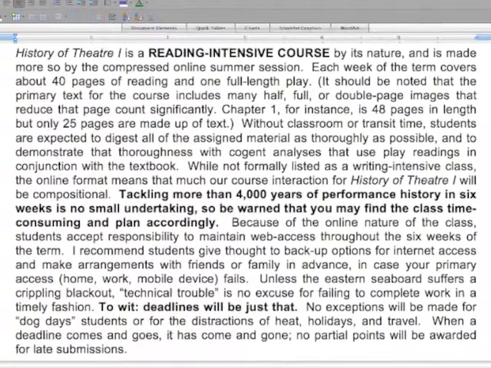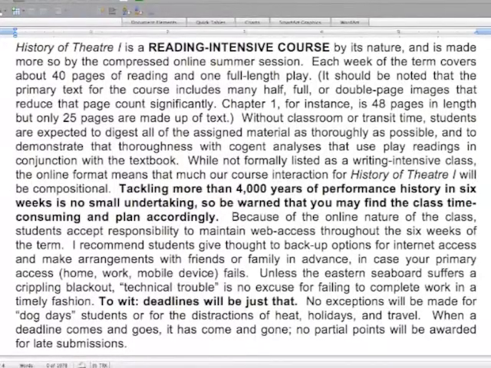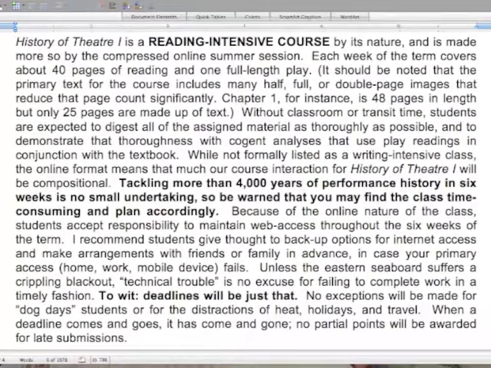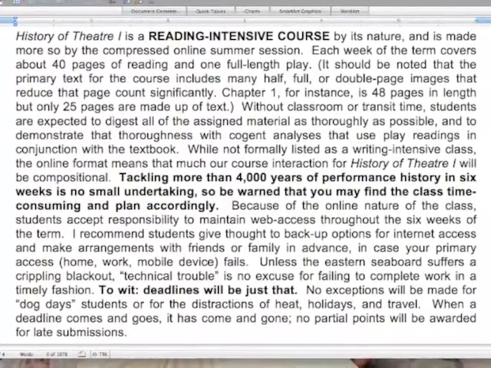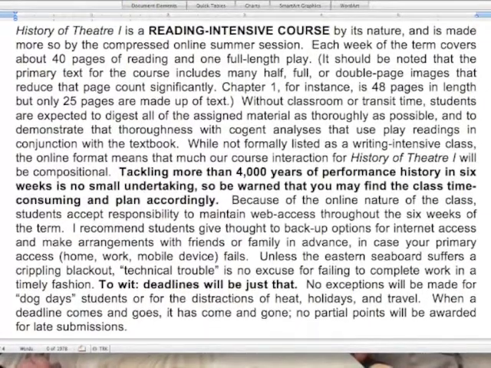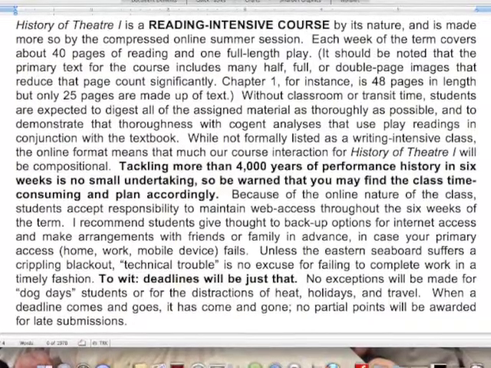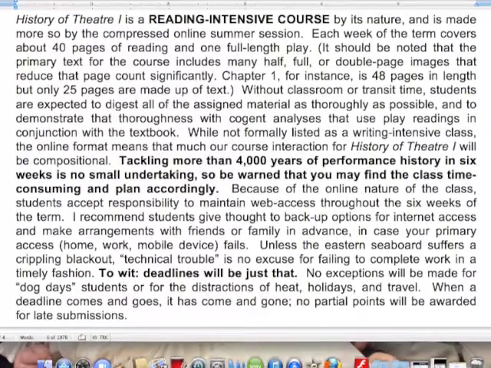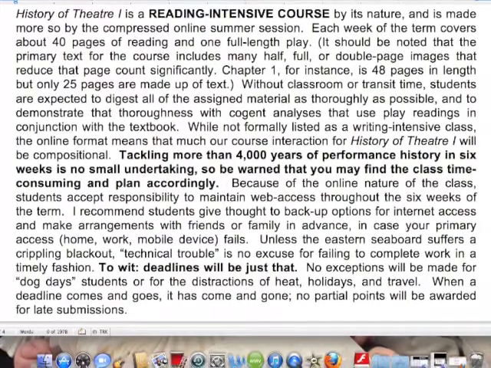While not formally listed as a writing-intensive class, the online format means that much of our course interaction for History of Theater 1 is compositional. Tackling more than 4,000 years of performance history in 6 weeks is no small undertaking, so be warned that you may find the class time-consuming, and plan accordingly. Because of the online nature of the course, students accept responsibility to maintain web access throughout the 6 weeks of the term. I recommend that students give thought to backup options for internet access and make arrangements with friends and family in case your primary access of home, work, or mobile fails you.